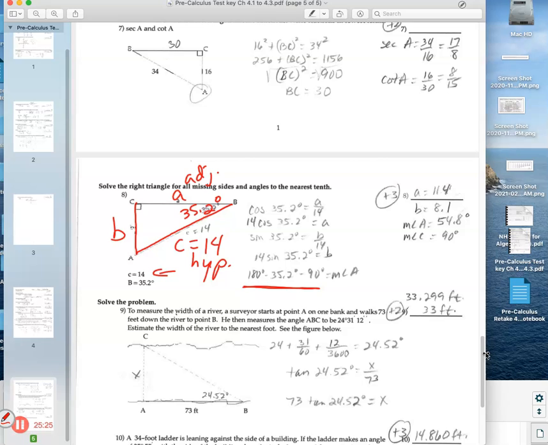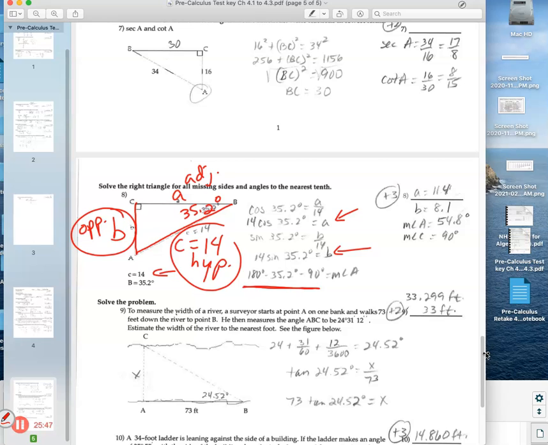Then, if I need B, which I do, I'll start differently because this is going to be opposite. And I still want to use the hypotenuse because I know that. And opposite and hypotenuse is sine. So that one would be the sine of 35.2 degrees equals B over 14, multiply both sides by 14. So I have to see these equations.